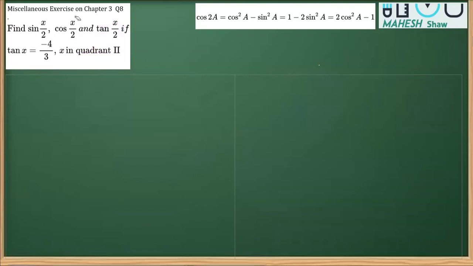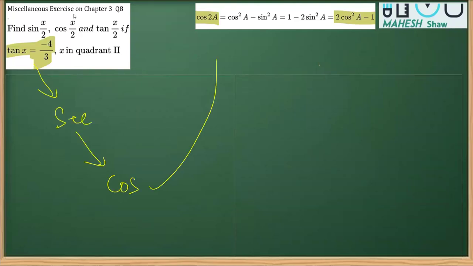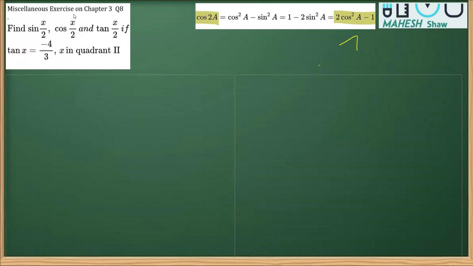Now similar to the previous two questions, here also we are going to use the half angle identity, cos 2a is equal to 2 cos square a minus 1. But as we can see here that we have tan, so we cannot use this directly. So the tan has to be first converted into sec, and then sec can be converted into cos, and then we can apply this identity to get x by 2. So this is what we are going to do in this case.